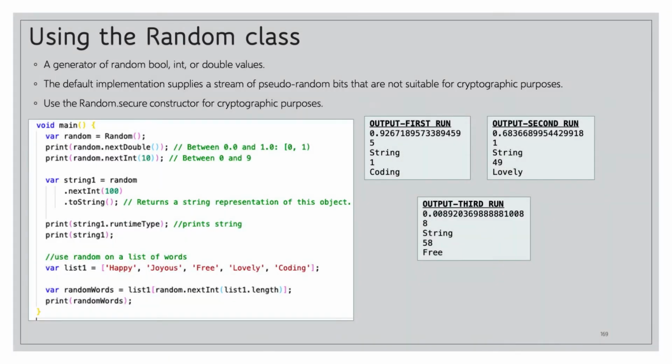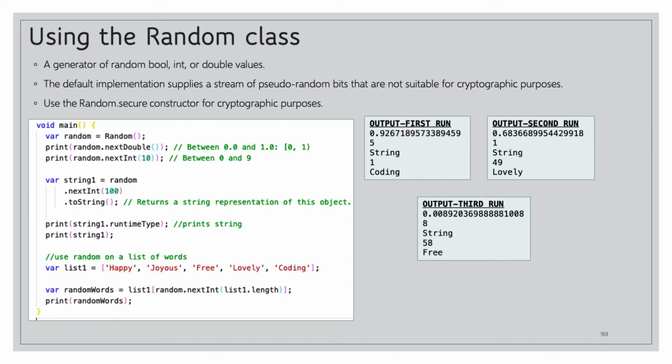And here we talk about the random class. Most programming languages have some kind of a random number generator. It's a generator of random bool, int, or double values. The default implementation supplies a stream of pseudo-random bits that are not suitable for cryptographic purposes. If you need that, you can use Random.secure.